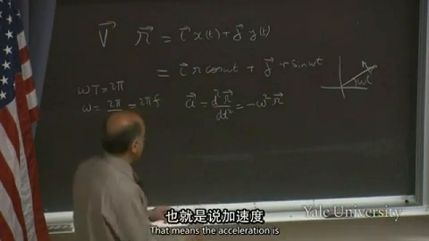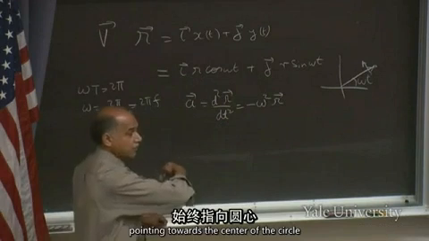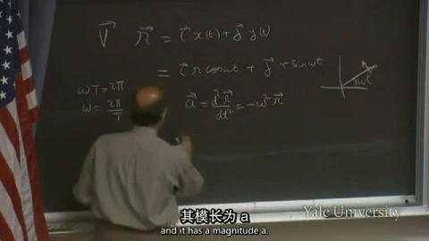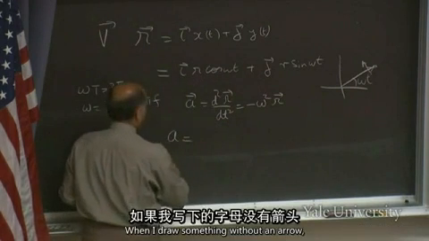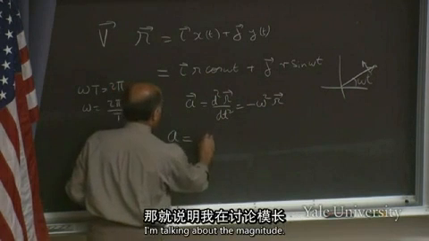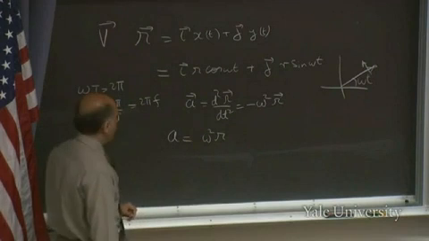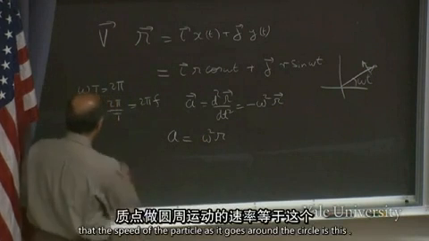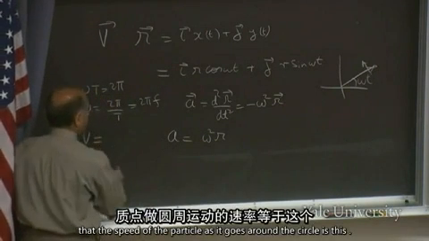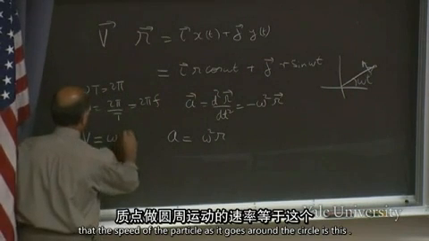That means the acceleration is pointing towards the center of the circle, and it has a magnitude a. When I draw something without an arrow, I'm talking about the magnitude. It is just omega squared r. But I had shown you yesterday that the speed of the particle as it goes around the circle is this.